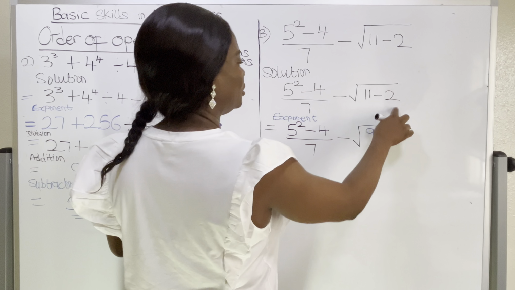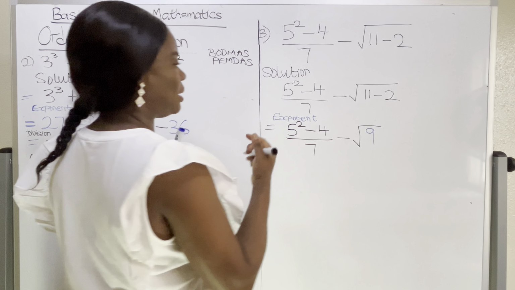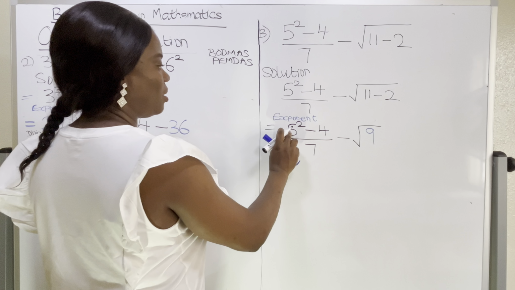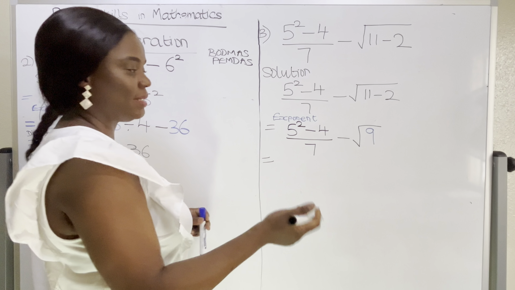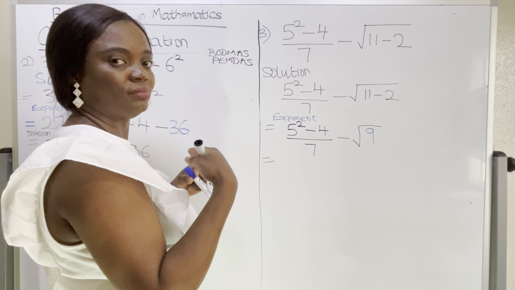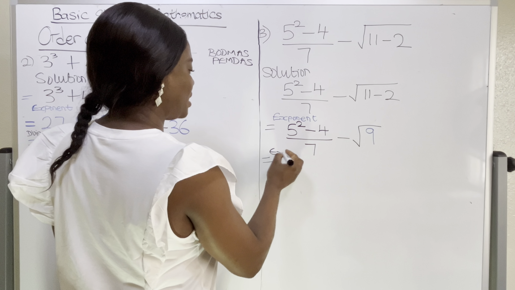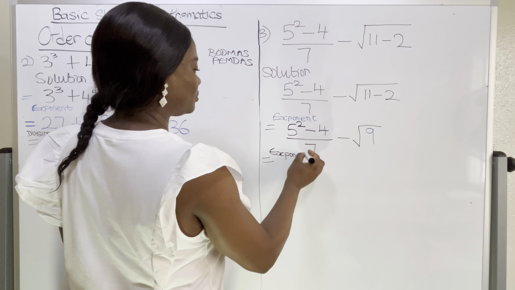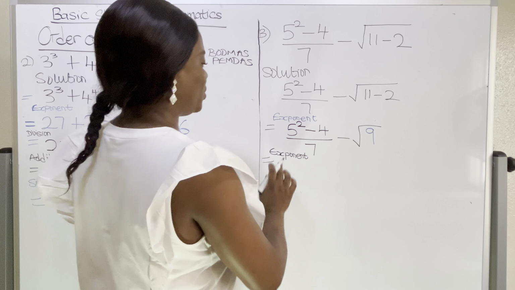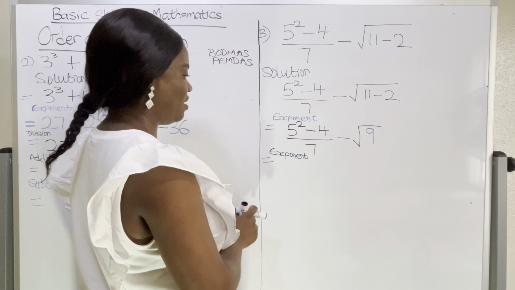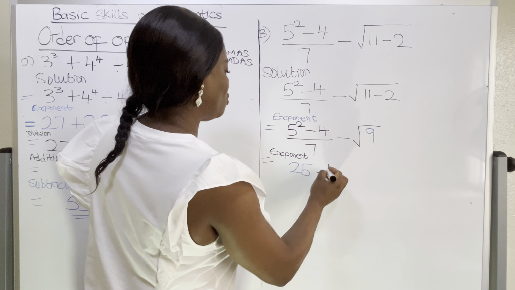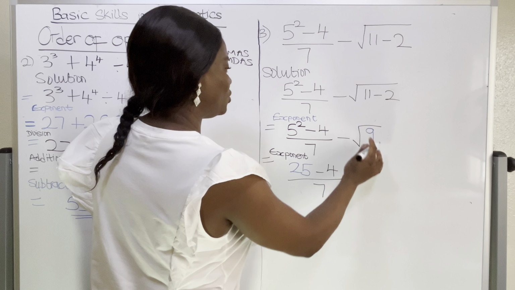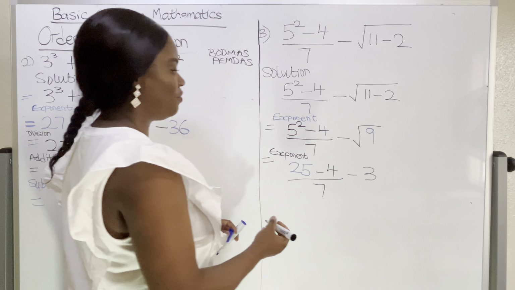That is 11 minus 2, 9. Now we have the square roots and this power. What I'm going to do here, I'm going to take both of them at the same time because they are on the same line. Now it's going to be 5 square will give me 25 minus 4 over 7. The square root of 9 is 3.